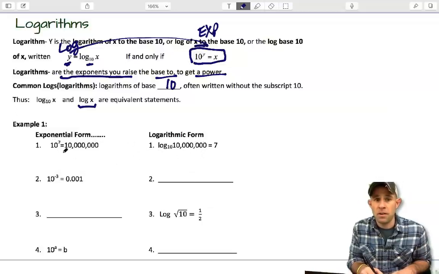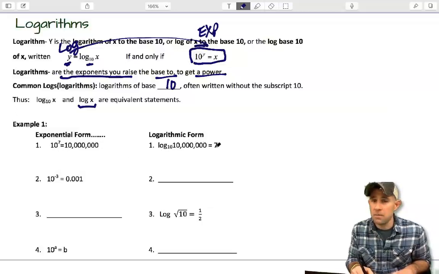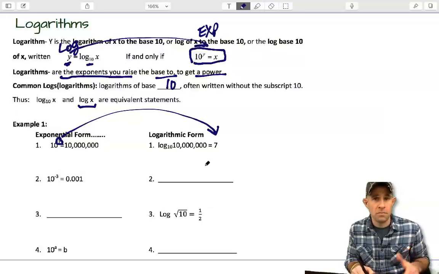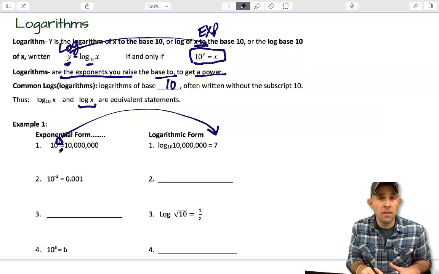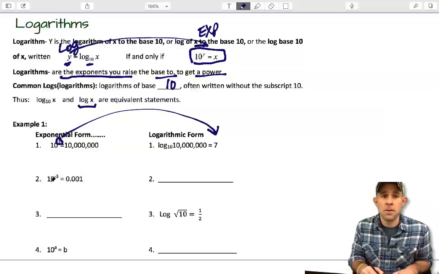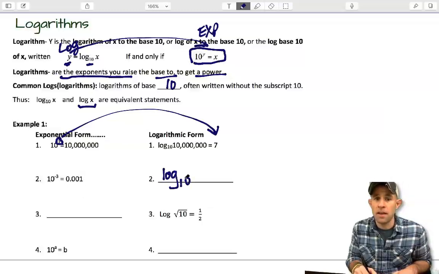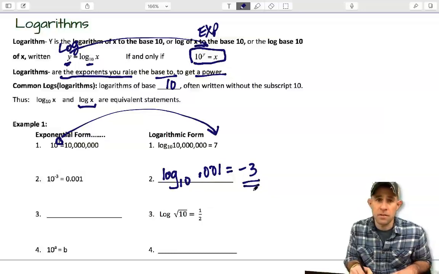So 10 to the 7th power is a 1 with 7 zeros, which means the log base 10 of 10 million is equal to 7. So you can see the 7, my exponent here, is equal to the log base 10 of 10 million. It's the power I raise 10 to in order to get that 10 million. All right, 10 to the negative 3 is equal to 0.001. Now if I'm going to write that in log form, I'm going to write log base 10 of 0.001 is equal to negative 3. In other words, the exponent I raise 10 to in order to get 0.001 is negative 3.